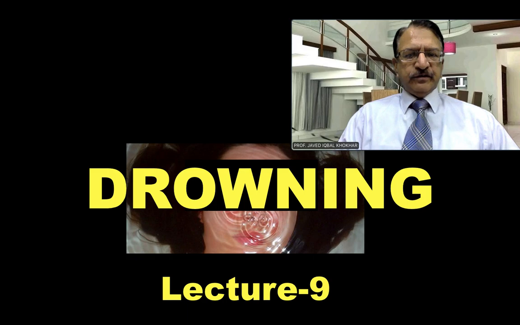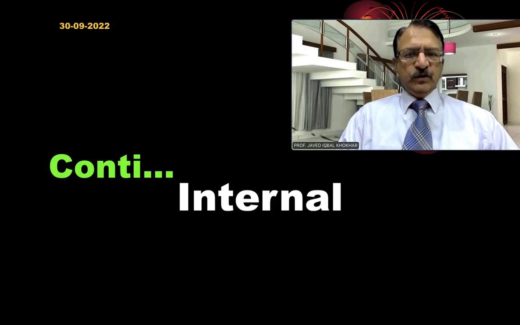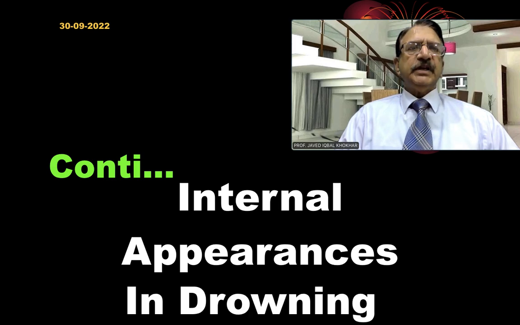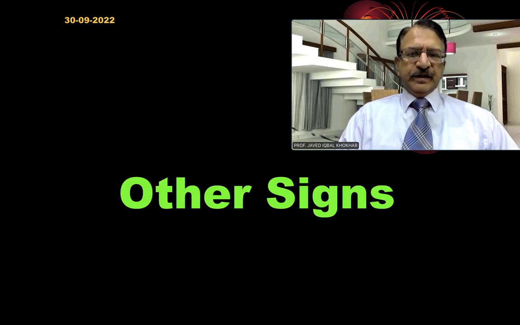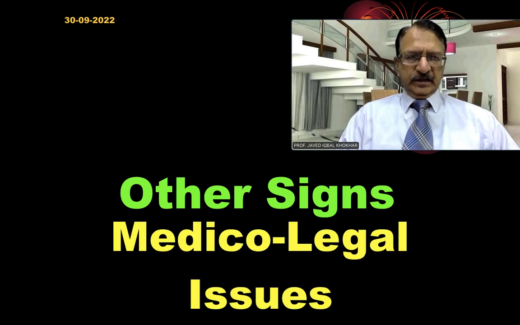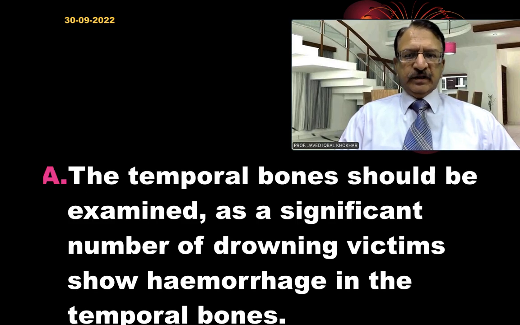Continuing with the topic of drowning, this is the ninth lecture, and we'll continue with the internal autopsy findings in drowning. There are other signs, and we'll discuss the medico-legal issues in this lecture. What are the other signs which can be found on the body?